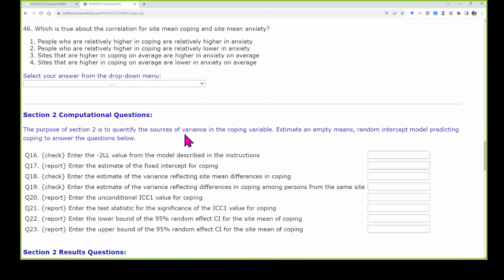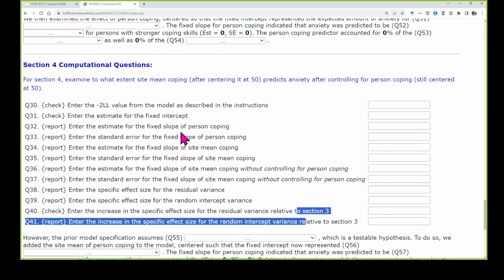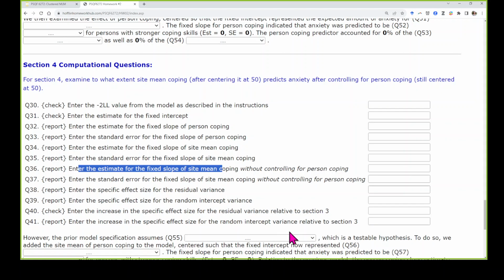Question 36. After we've built that model, without controlling for person coping, that means we're taking out one of the centered variables in our model. So the question was about, just make sure the Zoomers can hear, this one and presumably 37. Yes, 37 I'm guessing is the issue more than 36. Well, I'm setting up the model, so I had to guess.